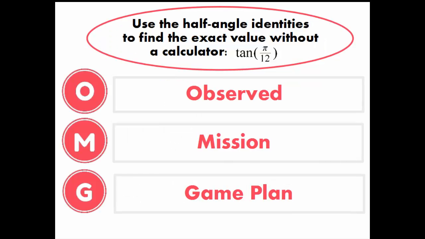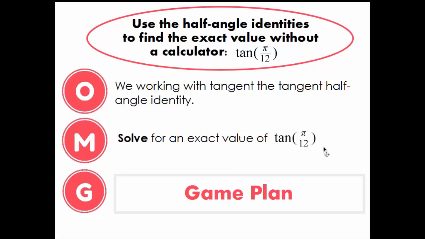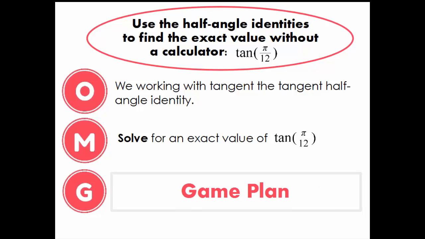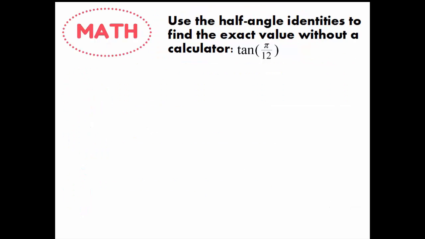We're asked to use the half-angle identities to find the exact value without a calculator of tangent of pi 12ths. The first thing we observe is that we're working with tangent, and it specifically asks us to use the half-angle identity, so that's the one we're going to use. Our mission is to solve for the exact value of tangent of pi 12ths, and our game plan for doing this is going to be to use the half-angle identities, specifically the tangent.